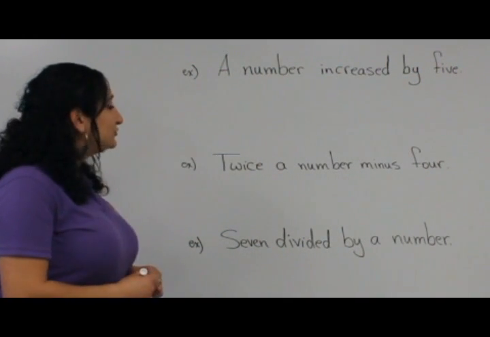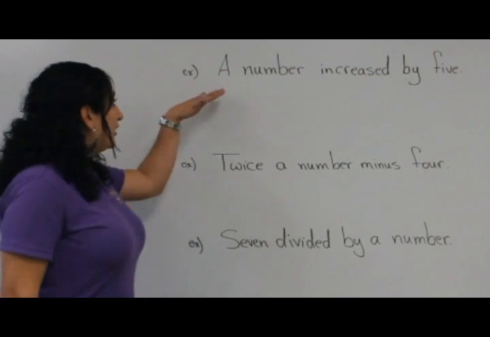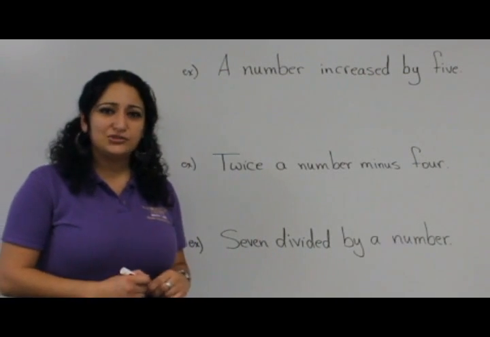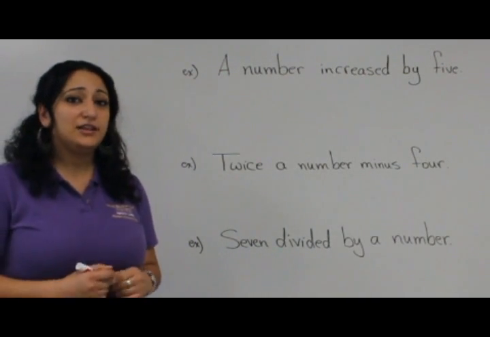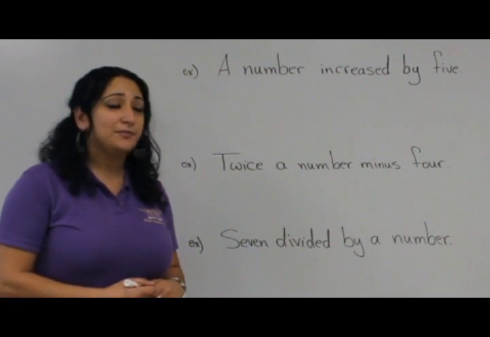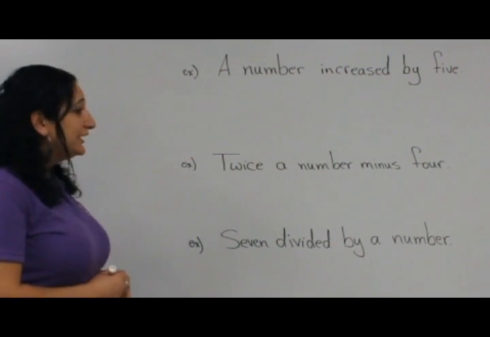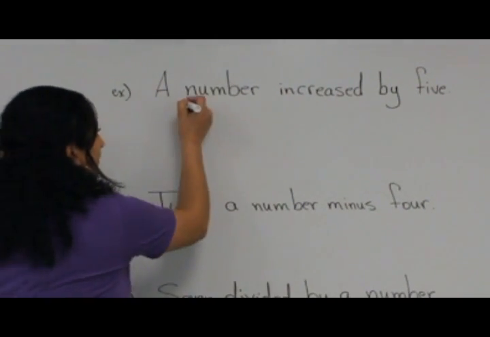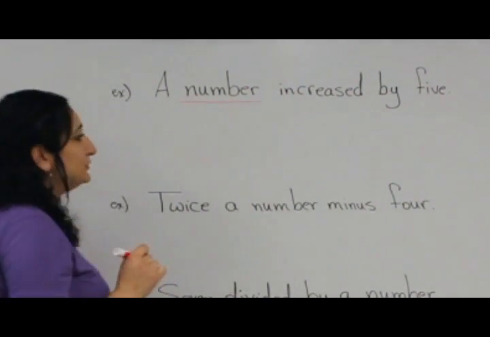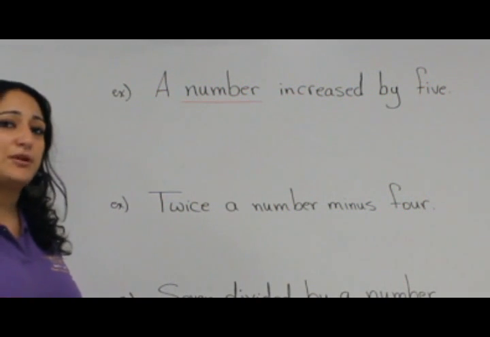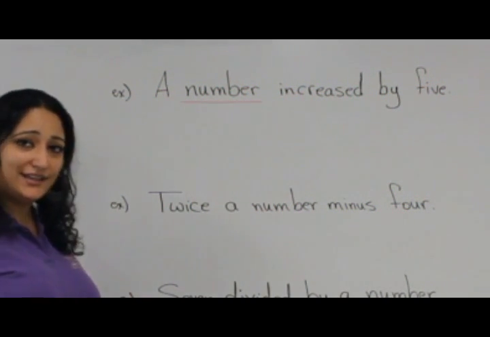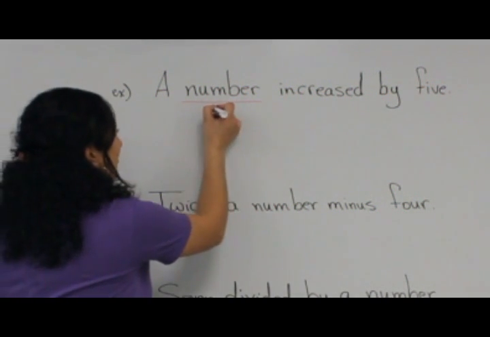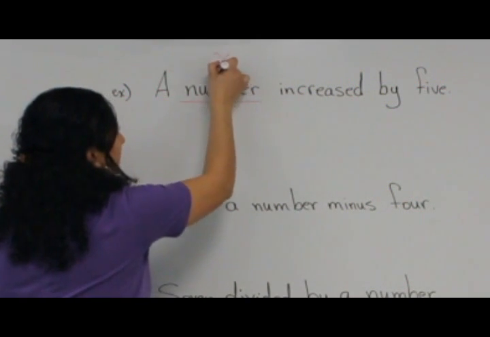And what I'd like you to do is take a moment to read the first statement and try to spot out the keywords. You can go ahead and underline them. So we have a number increased by 5. So a number, if we don't know what it is, what do we use to represent? If you said X, you said the right thing. So the number, we don't know what it is, so we're going to put an X.